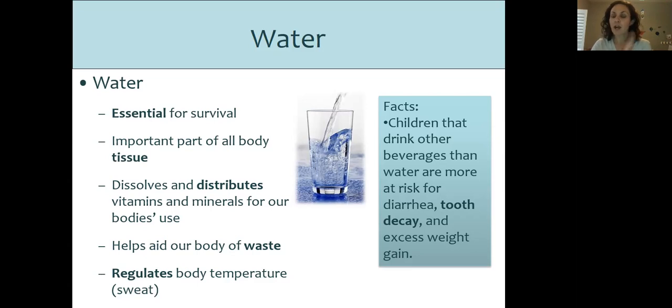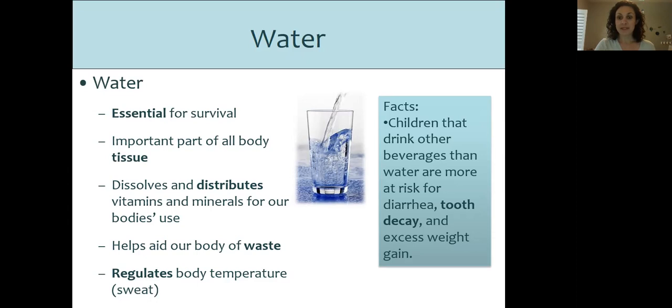Let's see. Oh, and another important thing is that this is really what we should be offering children most of the time, not other types of beverages, because those beverages will put children at more risk for diarrhea, for tooth decay, and excess weight gain. Many of those sugary drinks, sodas, juices even, are adding to the caloric intake and the sugar consumption that children have.